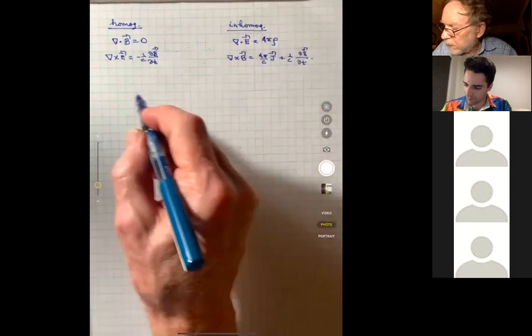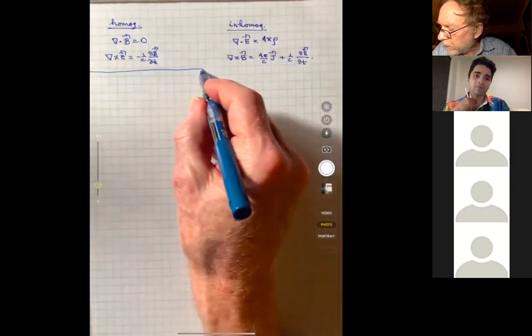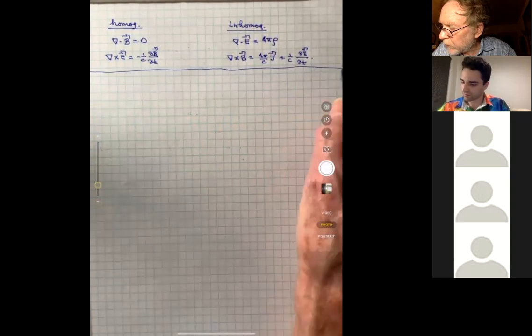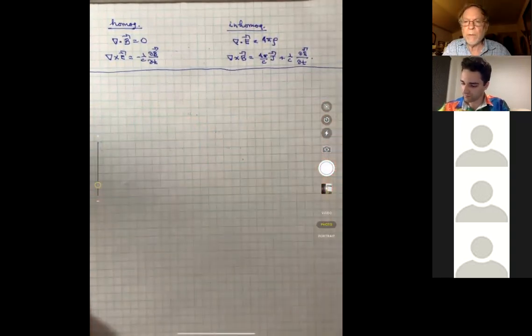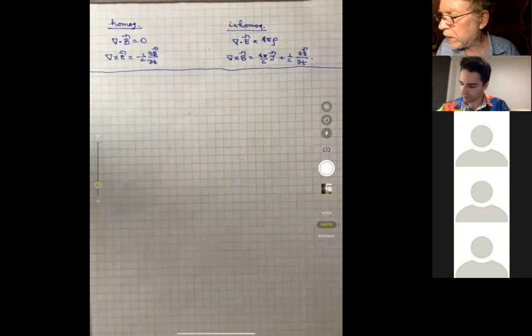Like so. I could make a little digression here into the virtues of Gaussian units, but I won't do that just because I don't want to spend class time on it, but it's discussed in an appendix to my set of notes. All right.